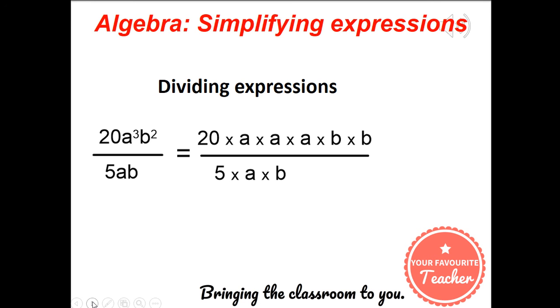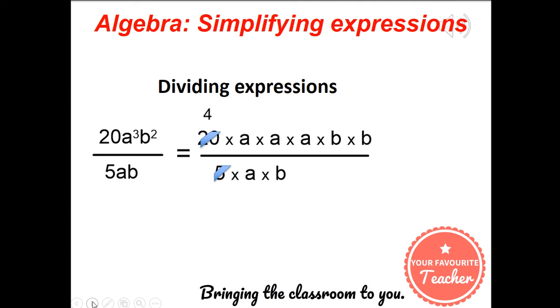In this example, we have 20A cubed B squared divided by 5AB. On the right, I've opened it up a little bit in terms of how we would actually have those things multiplied. And we are now going to do the actual division. We start off with doing the division of the numbers first. So 5 goes into 20 4 times.